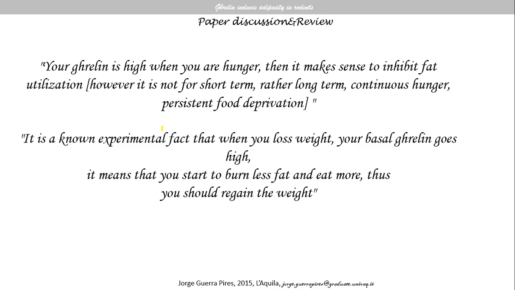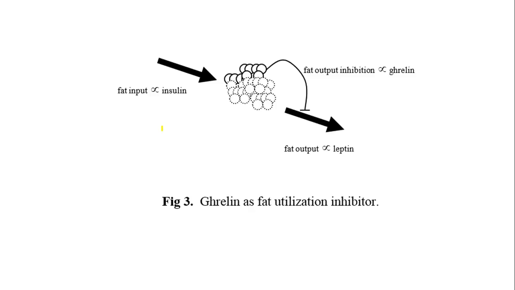I recommend you see the video, and the most important graph of that time was the last one, where you have schematized the three most important hormones: insulin, ghrelin, and leptin. Insulin controls the amount of fat that goes in. Ghrelin inhibits the output of fat, and leptin signals your body how much fat you have.